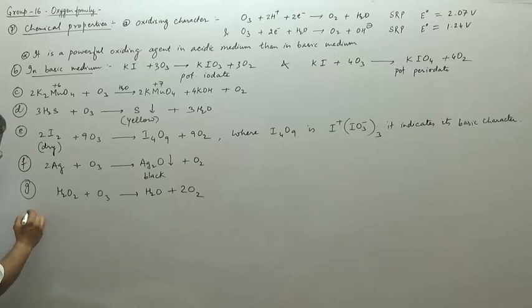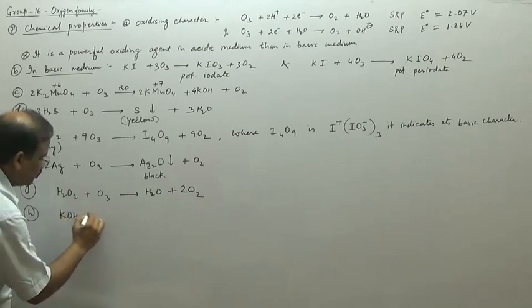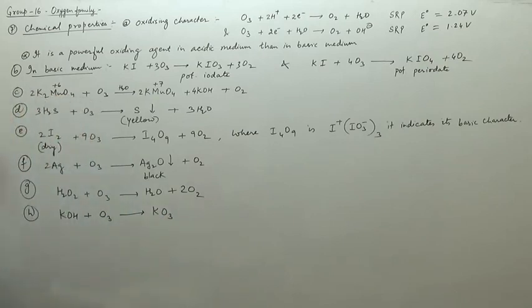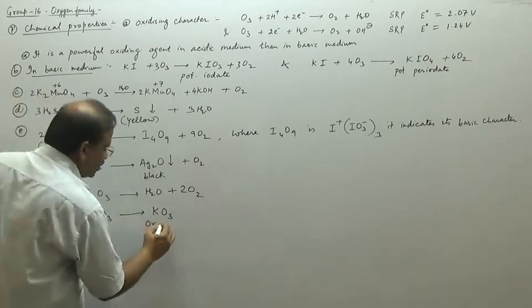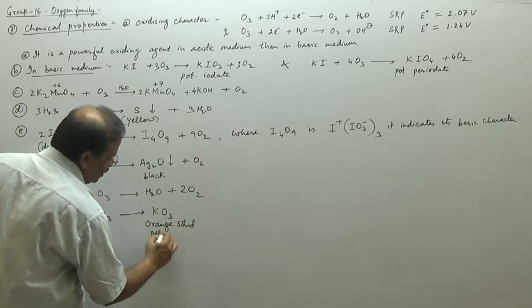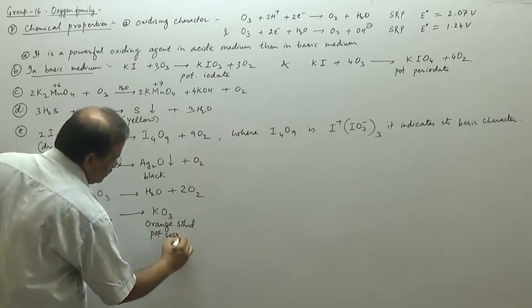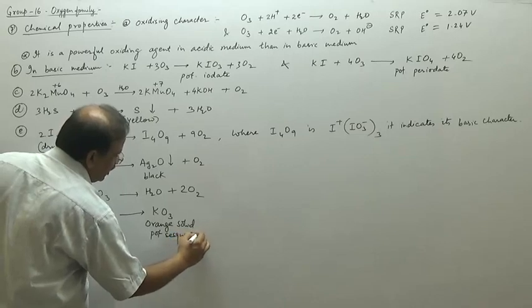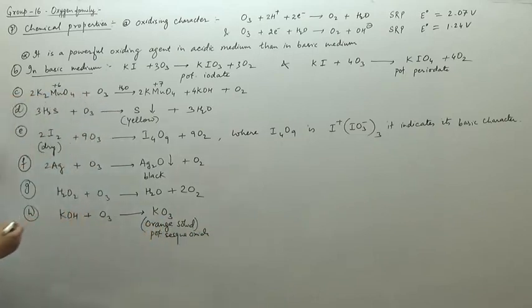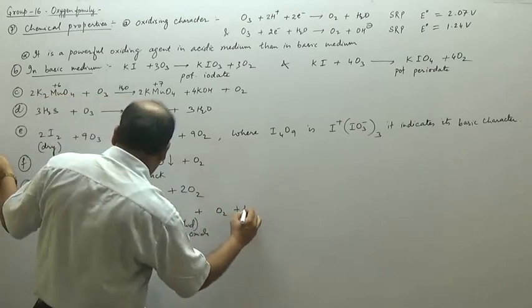Similarly, there is another reaction: if I treat KOH with O3, then I get an orange solid, which is called potassium sesquioxide. We used to write that it is an orange solid which is formed in the reaction when KOH reacts with ozone. It forms potassium sesquioxide plus O2 plus H2O. Obviously, we can write like this.